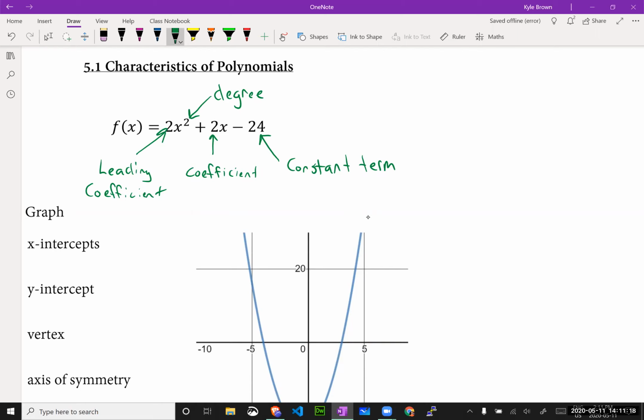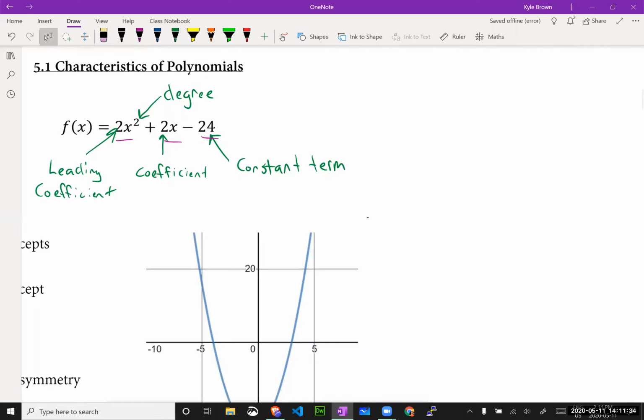Okay, maybe some other things here I'll just talk about. I won't write them down, but just remember that these are called terms. Whenever it's separated by an addition or subtraction, those are referred to as different terms. And maybe the other one to go over quickly here too, this could have been written out differently. It could have been negative 24 plus 2x squared plus 2x, right?